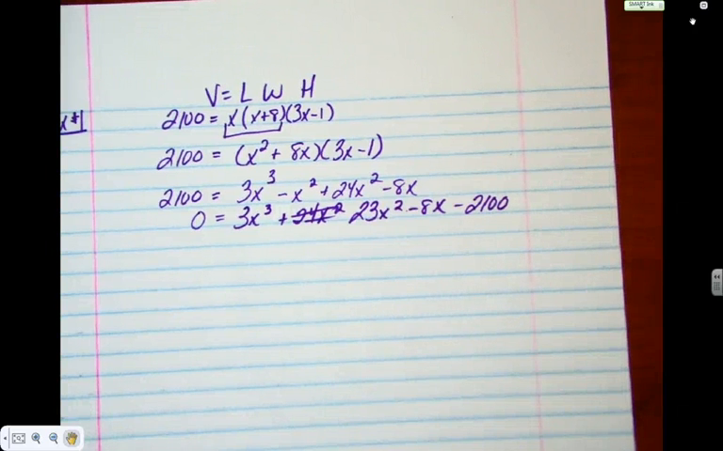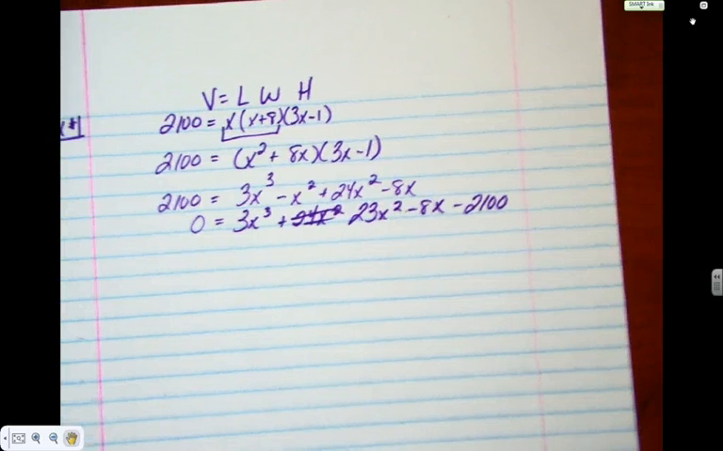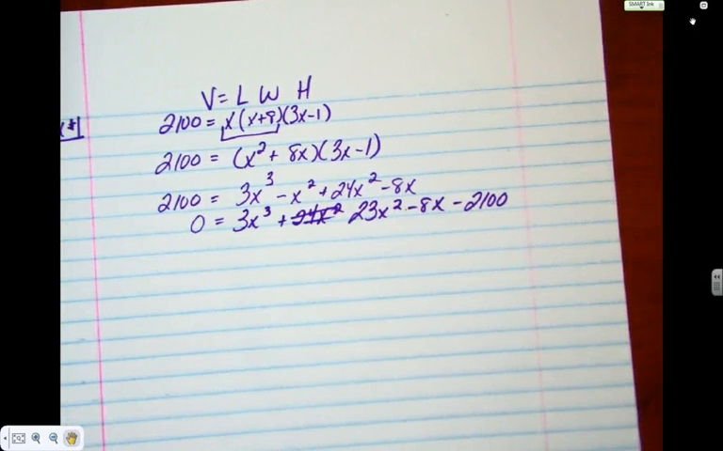What kind of polynomial? Cubic. How do you solve a cubic? How many ways are there to solve a cubic? 2. What are the 2 ways? Factoring and graphically. Which way would you like to do it? Okay. How do we factor a cubic?